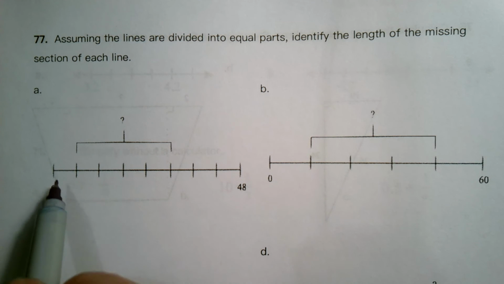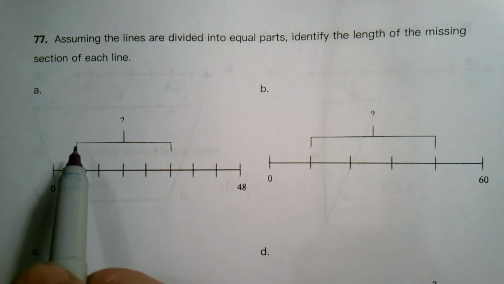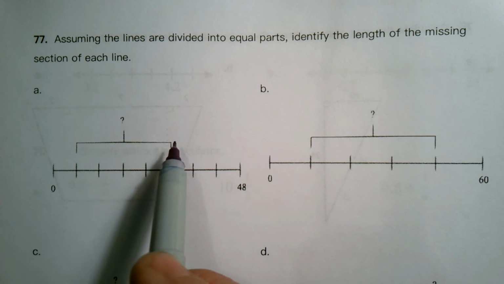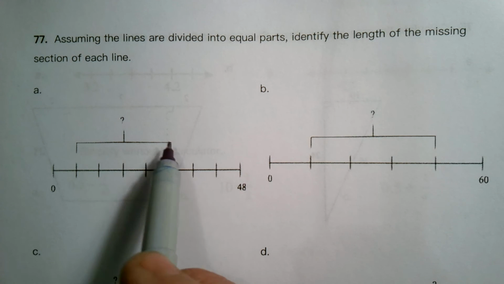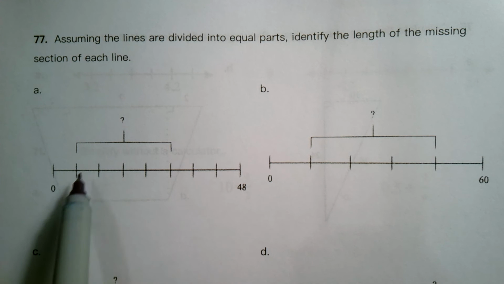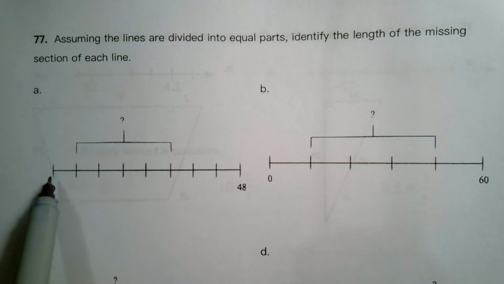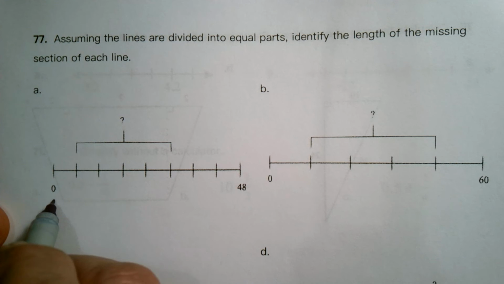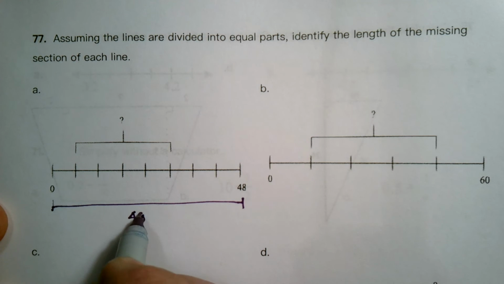What we're looking at is a number line that's already labeled from 0 to 48, but I need to find the length of this segment of that number line. In order to do that, I first need to figure out what each segment actually represents, right? So we know that this total length from here to here is 48.